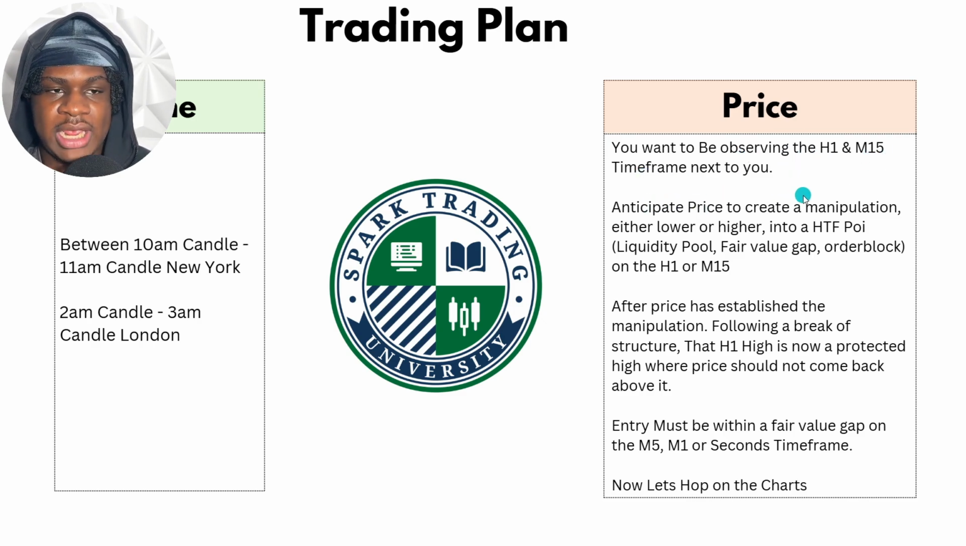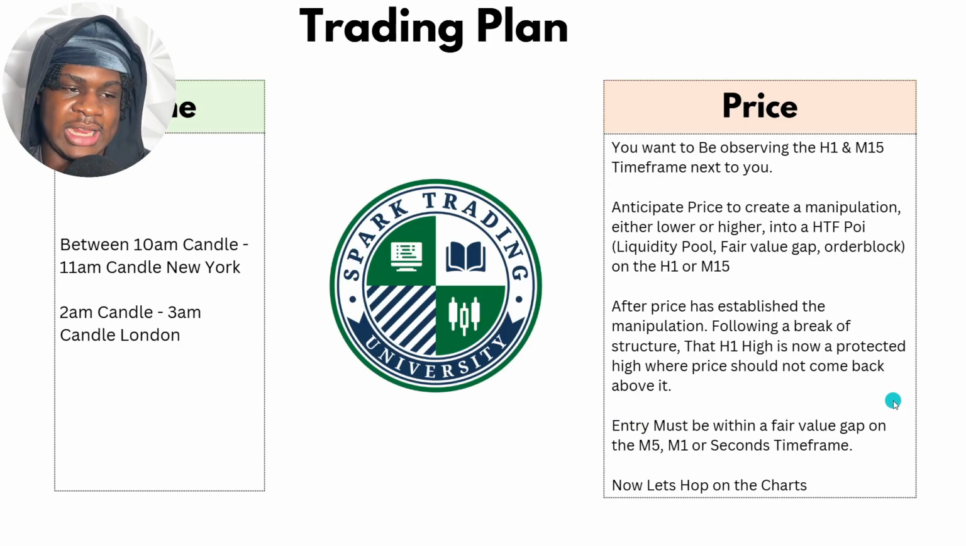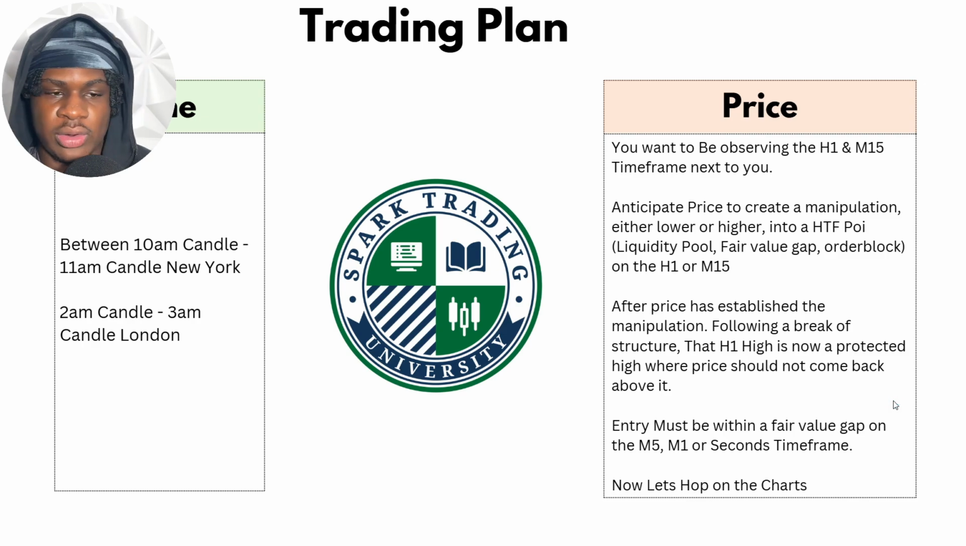And then you want to anticipate price to create a manipulation either lower or higher into a higher time frame point of interest, right? We talked about this, the liquidity pool, fair value gap, or order block on the H1 or M15. After price has established the manipulation following a break of structure, H1 high is not protected and price should not come back above it. Just like we mentioned, when price has already came lower, find support inside this fair value gap level, and then seeing this break higher, price should not come back below this level. So you can trust that any fair value gaps within this range, price is going to support it to go higher, as well as the entry within a fair value gap must be on the 5 minutes, the 1 minute, or even the seconds time frame.